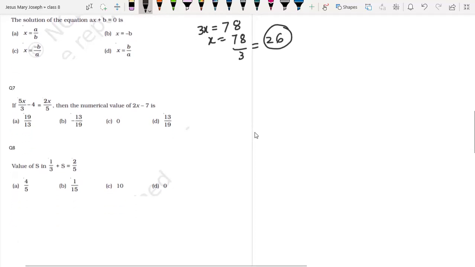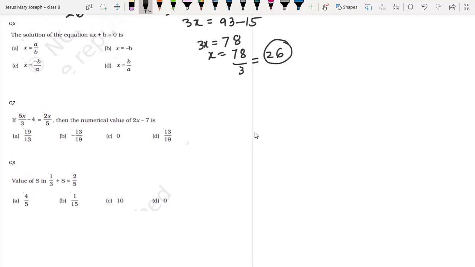Now question number 6. The solution of the equation ax plus b equal to 0. Again an easy question. By solution, what does it mean?